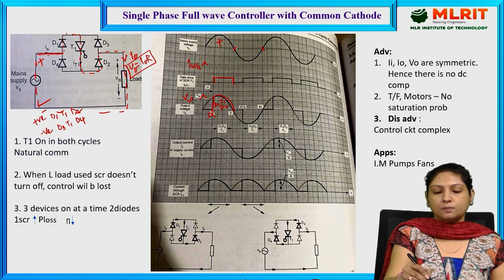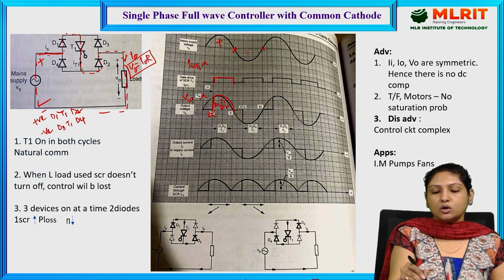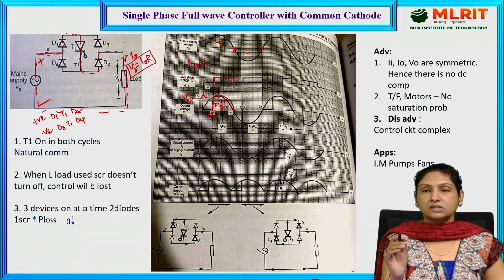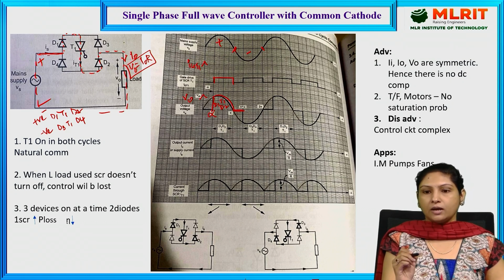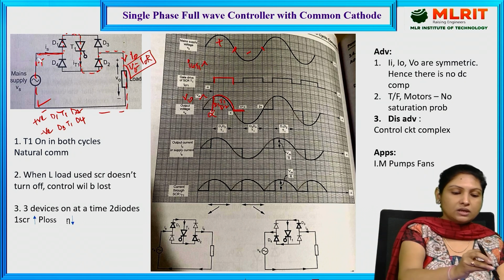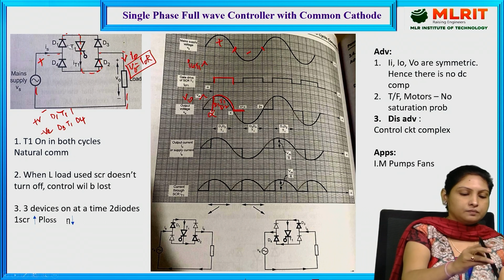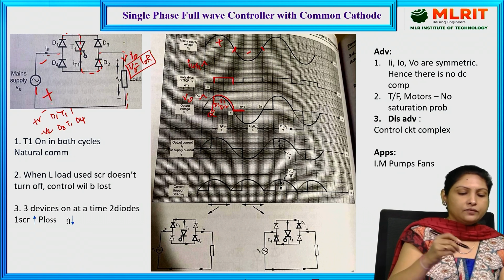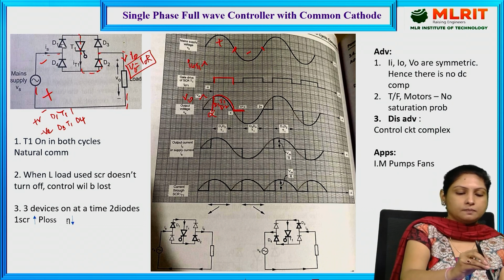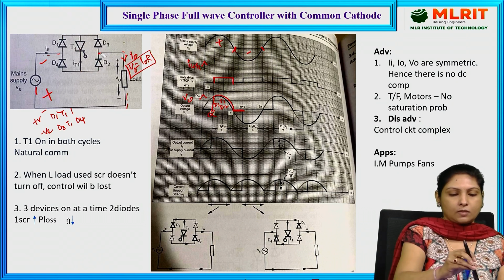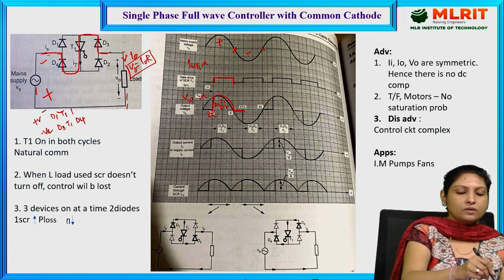And the moment it reaches pi, supply voltage is becoming 0. So the negative half cycle will appear, and because of which polarities will be reversed. That is the reason here T1 will be turned off and it remains off for some period of time. And now during the negative half cycle, the polarities will be negative, positive, and because of such polarities, here D2 will be forward biased, D3 will be forward biased, T1 will be forward biased, as well as D4 will be forward biased.